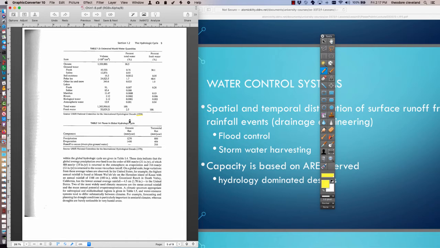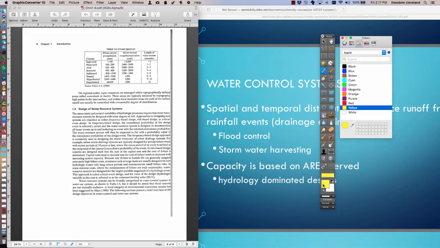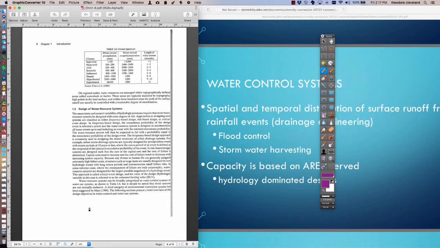They also looked at the different components of the hydrologic cycle and the fluxes in the different parts, and the average precipitation, evaporation, runoff to ocean in millimeters per year, which at first glance might be a weird unit, but when you multiply that by the contributing area, you get volumes. And then we get to water resource systems. Let's pick a better color than purple. Since we're dealing with rain, purple rain.